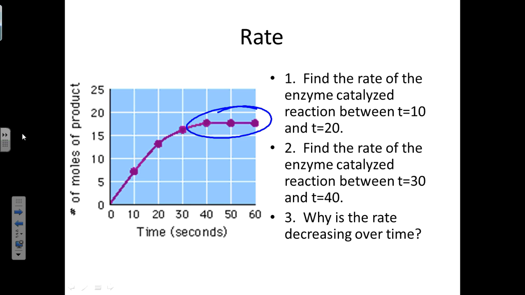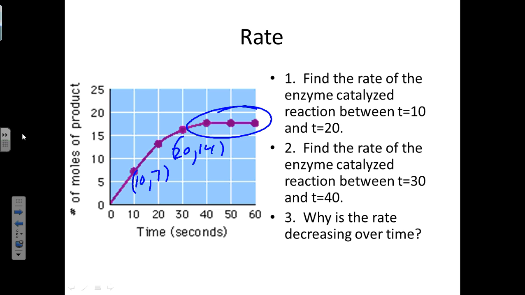To find a rate, we need to find slope. We're trying to find the slope, the rate, between 10 and 20. So the first thing we need to do is find the points at 10 and 20, right? So at time is 10 seconds, maybe the y-axis is about maybe 7. So we'll call this 10, 7. And at 20 we're at about, what do we say there, 14-ish? 20 and 14.